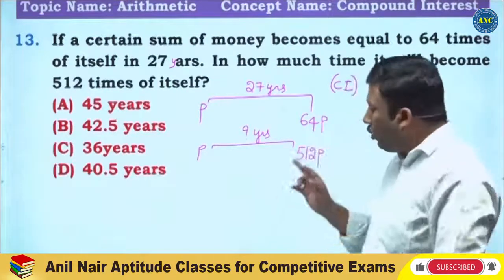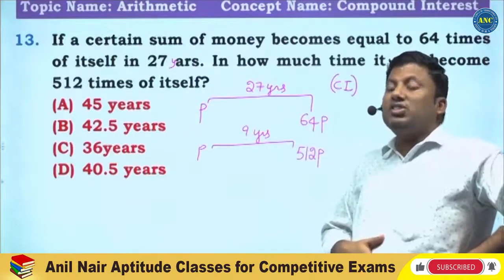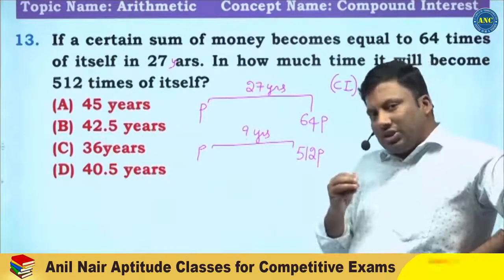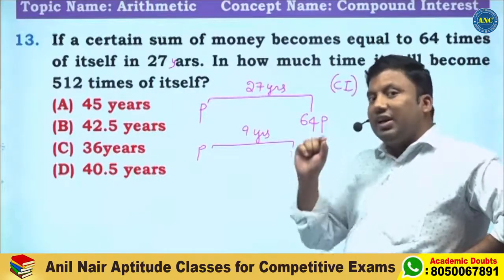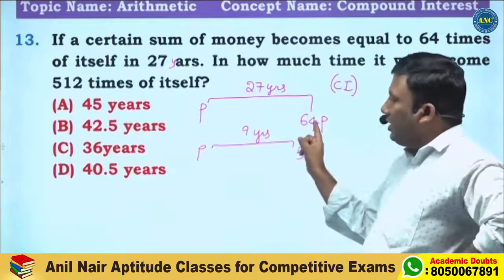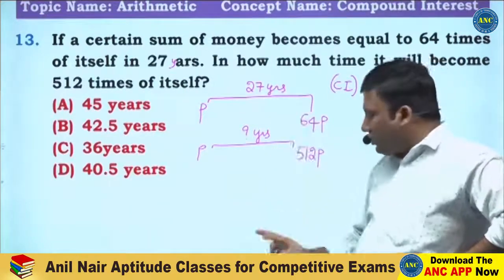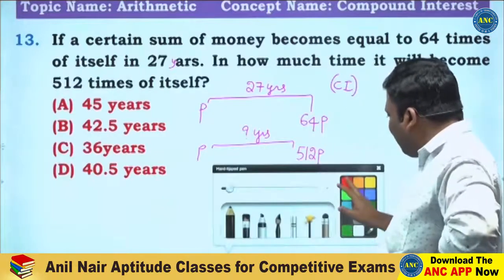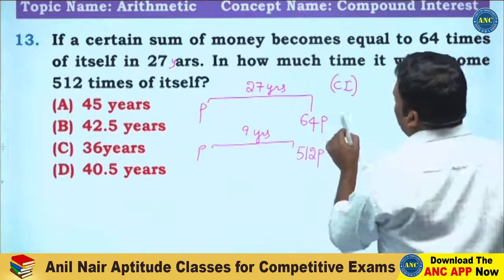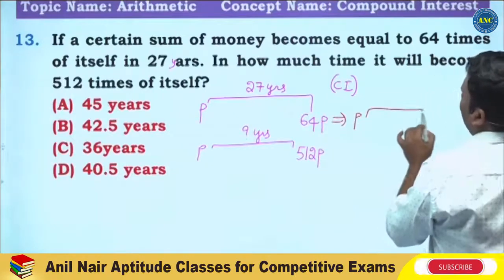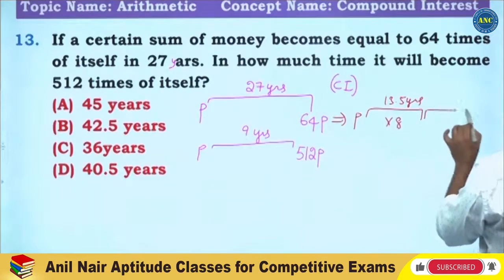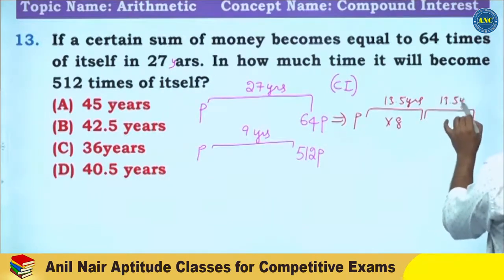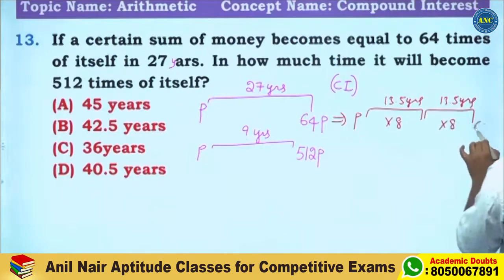What is the first step? Go to the amount given in the question. It is 64 times the principal. Can I write 64 as a square? Definitely yes, 8 square. That means divide the number of years by 2. For every 13.5 years, P will become into 8. Again after 13.5 years, it will become into 8. That is the reason I got 64P.